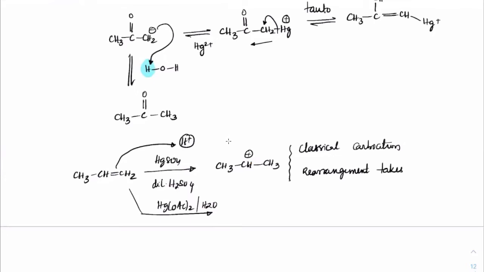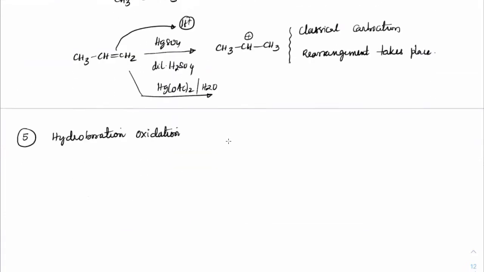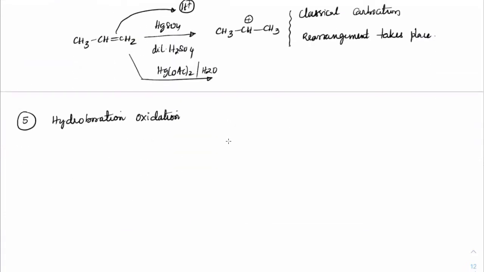Rearrangement takes place. So if you want to avoid this, then you have to go for OMDM, oxymercuration and demercuration. Right. Let us see about the hydroboration oxidation here. Suppose you have CH3, C triple bond CH, and we treat that directly with B2H6, THF, and then add H2O2 and OH minus, which is the oxidation step.